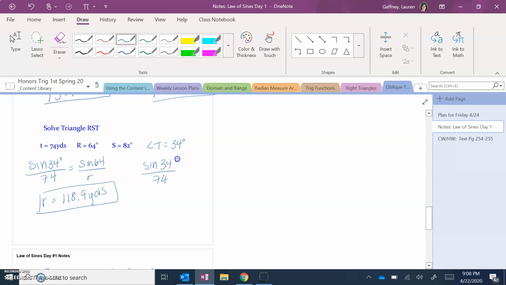Same thing here, but now with the 82 inside S, cross multiply, and you would get 130.0 yards. Okay, so key thing, you started with two angles and one side to find this.